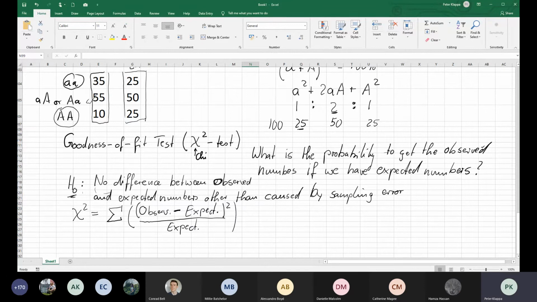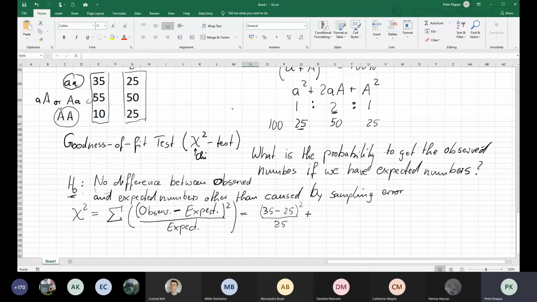Now, I know that a lot of people start hyperventilating when they see something like that. So let's just simply try to figure out what this means. So let's start with the AAs, with the lowercase, with the homozygote A's. We have observed number, that is 35 minus 25. We square it and we divide by the number of the expected. So that's 25. That's the first part.